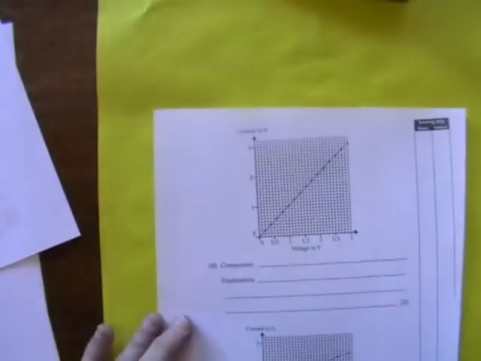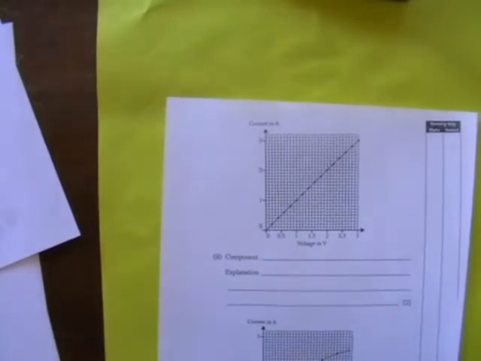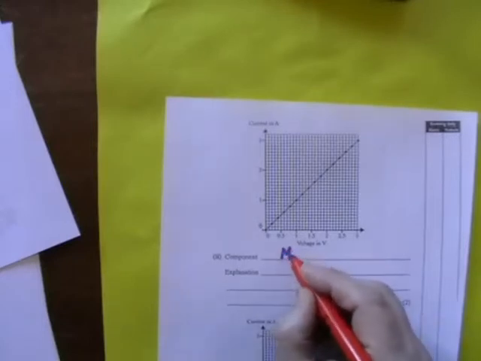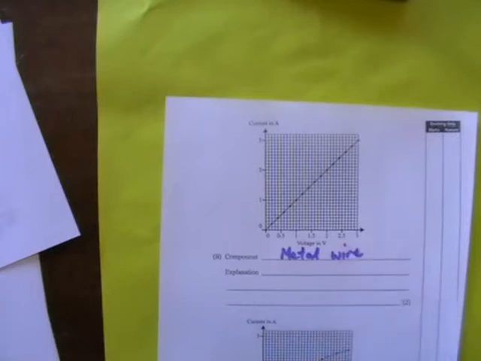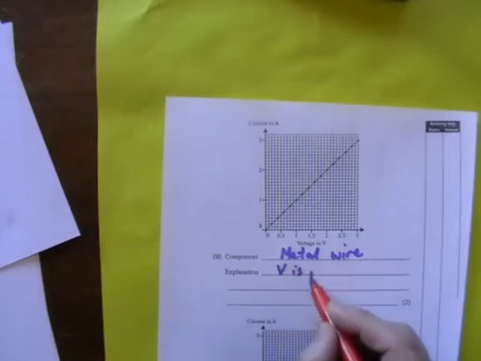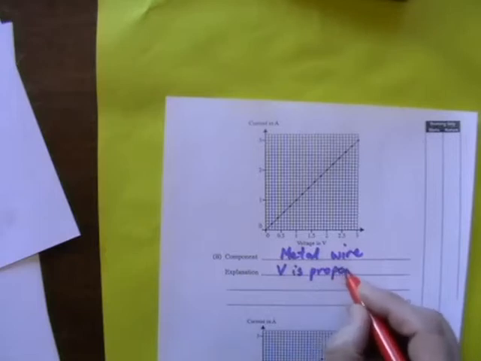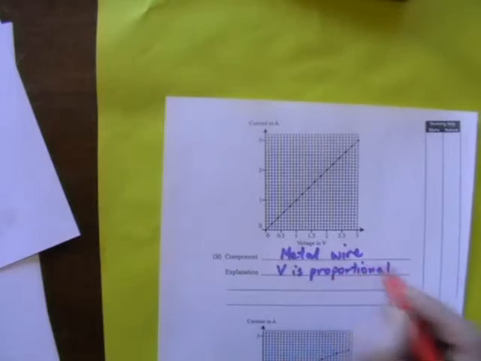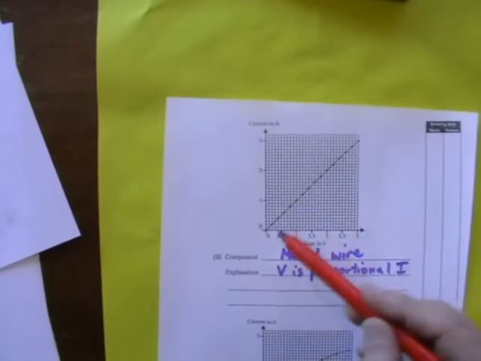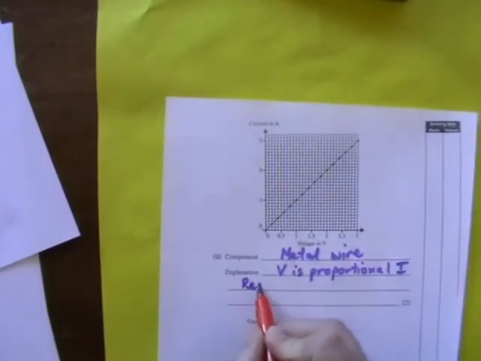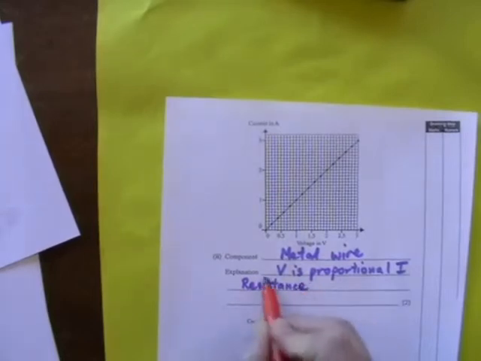The next component graph that they show is fairly straightforward, a straight line through the origin. So the component there will be a metal conductor, a metal wire. The explanation is because V is proportional to I. And remember, that's what Ohm's law states, that the current is proportional to the PD, or the PD is proportional to current, provided that the temperature remains constant. Another way of looking at that is to say that resistance is constant throughout.